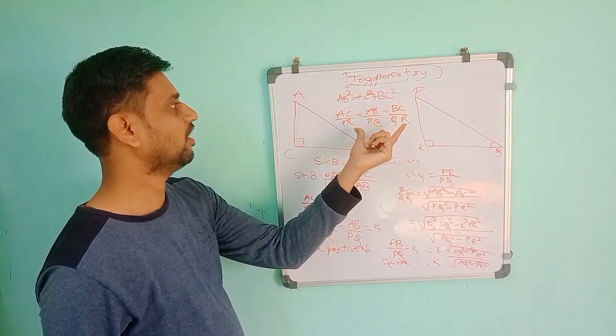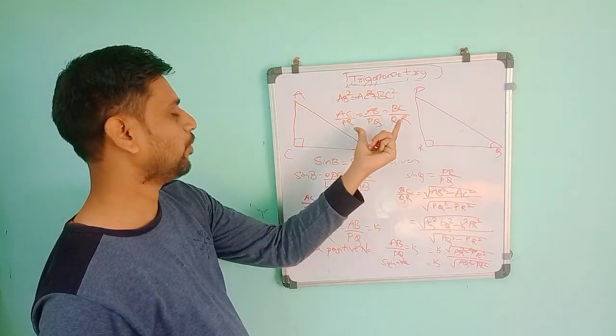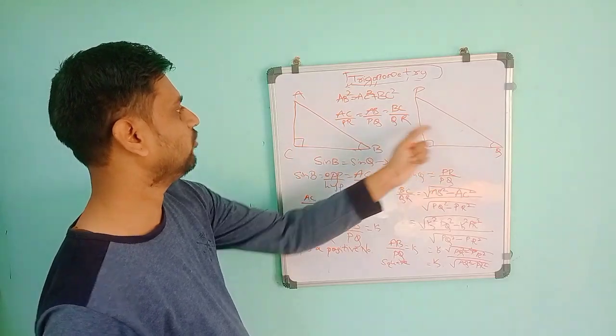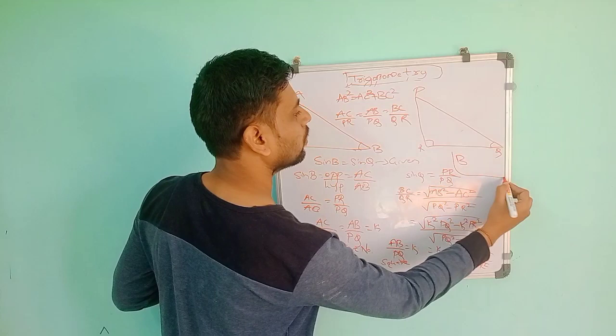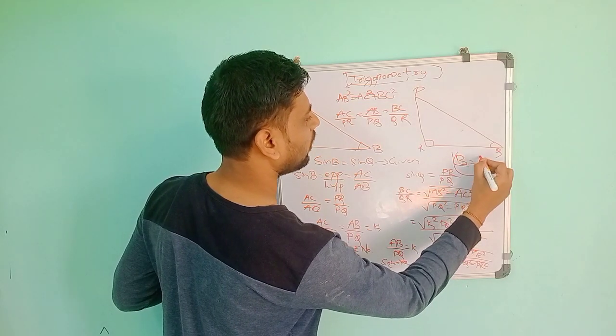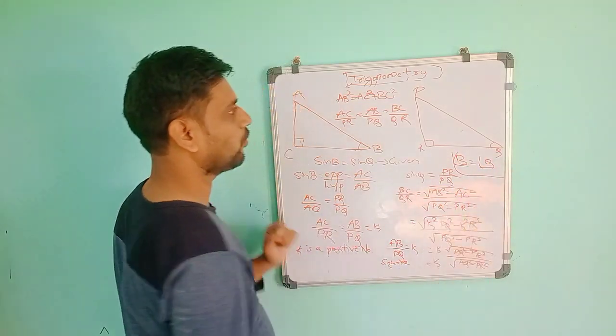So we have proved the corresponding angles are proportional. When the corresponding sides are proportional, then these two triangles will be similar. If they are similar, it means angle B is equal to angle Q. This is what you have to prove.